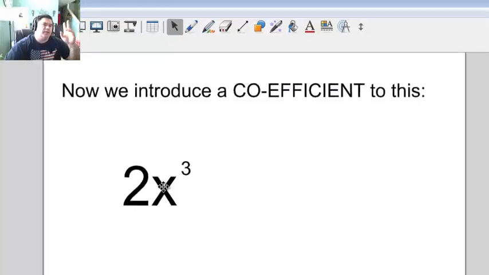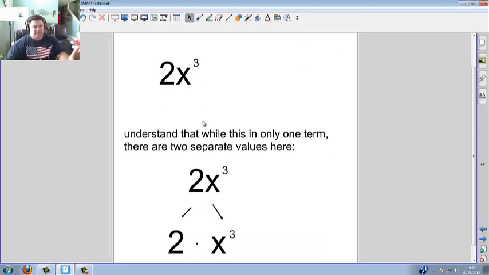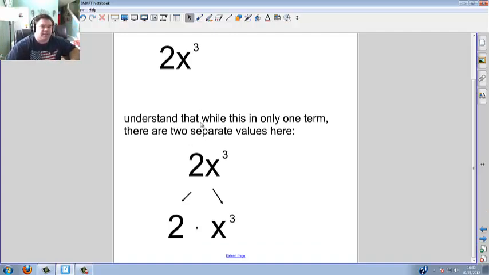Alright. 2x to the third. I want you to separate the 2 and the x cubed. We're going to put them in lanes, as you're going to see in a minute, because I want to do one thing at a time. In other words, 2 is not being cubed, x is being cubed. 2 is simply there. It's saying 2 of them. It's very important to know here that 2 is not to the third power. It's just along for the ride.